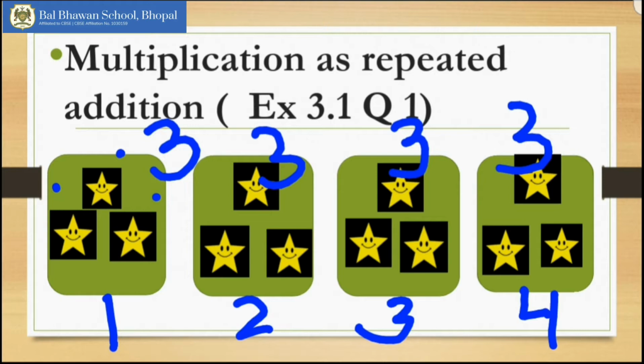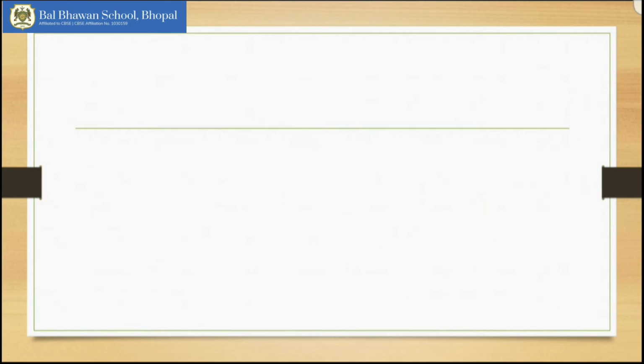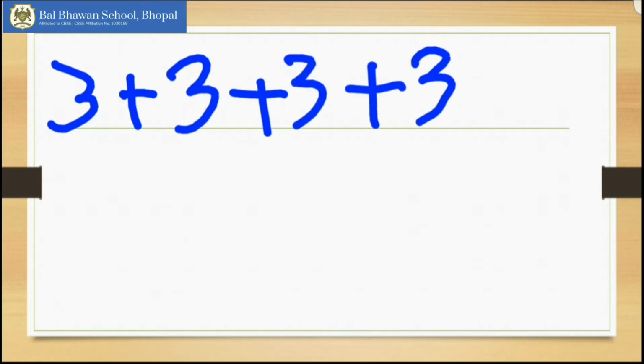Now children, we will add, and then we will find out the total stars. So children, 3 plus 3 plus 3 plus 3. 4 groups are there and each group has 3. So now we will add and then we will find out the total number of stars.